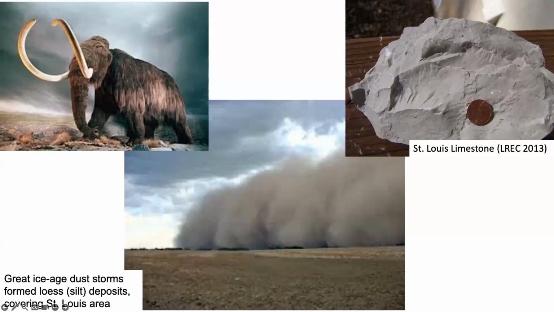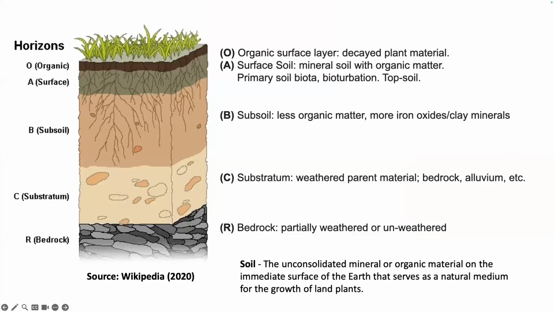St. Louis and the surrounding area is covered with a thick layer of loess. It's windblown silt from the Ice Age. We get up to 100 feet near the rivers of this windblown loess if it's not eroded. And then underlying all that is your St. Louis limestone.